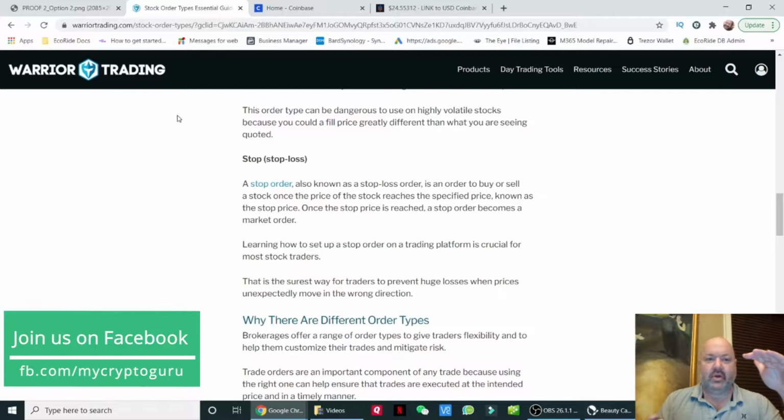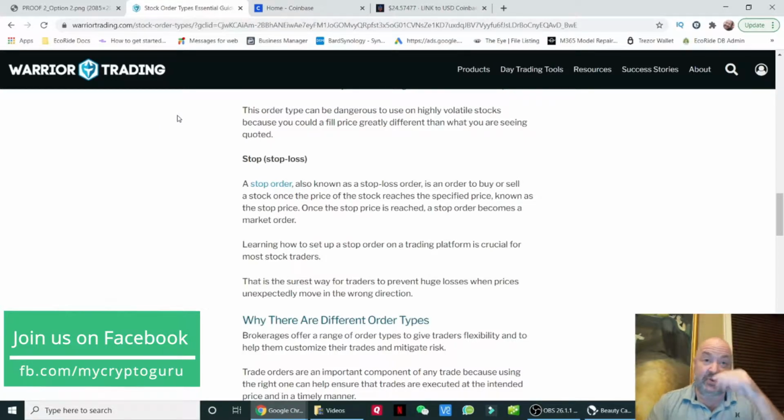I'm either going to sell them all at market price, stop loss order, or I'm going to sell them all at a particular price, a stop limit order. That's what I'm getting at. They're basically the same thing. So the nice thing about a stop loss order is that your order is not visible to other people until the stop price is hit.